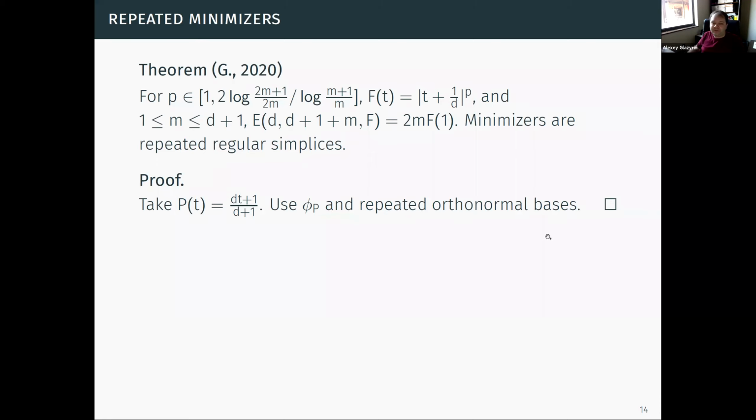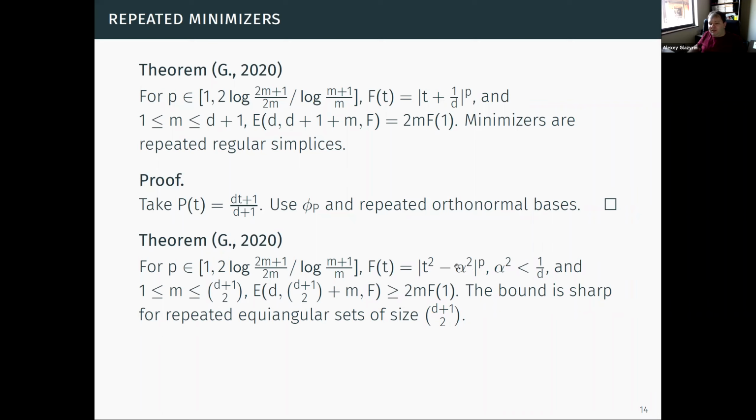Well, you can do the same for potentials of this kind. What happens here? The potential is d squared minus alpha squared, and the bound is going to be sharp for the maximal set of equiangular lines, which exists in a bunch of dimensions, and in a handful of dimensions actually, not so many, but it exists in some cases.